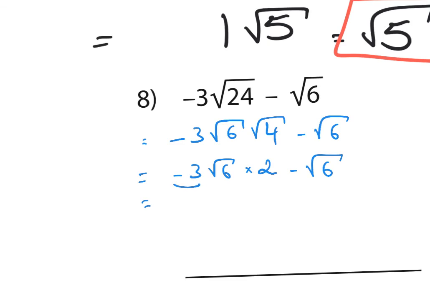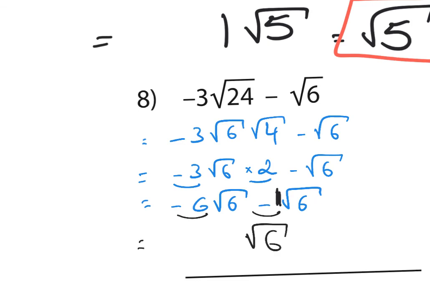And that would be negative 3 times 2, that would be negative 6 square root of 6 minus 1 square root of 6. If we have nothing, it means we have 1 there. So we have square root of 6 here. So we're going to combine negative 6 with negative 1. Negative 6 added to negative 1, again, you spend $6, then you spend another $1, so you spent $7. It's going to be negative 7 square root of 6. And that's going to be our final answer.